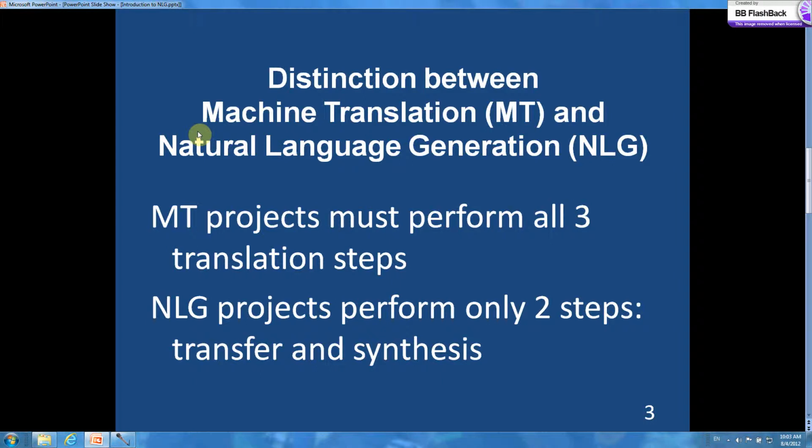Now those three issues are all in the source analysis step. So computational linguists have begun developing natural language generators which perform only two of the steps, transfer and synthesis. And by performing only these two steps, we avoid the difficulties and complexities associated with automatic source analysis.